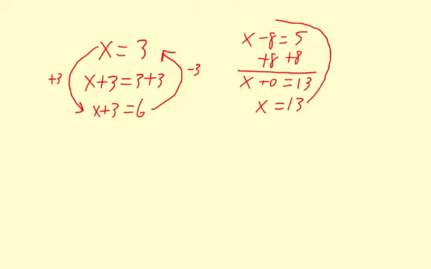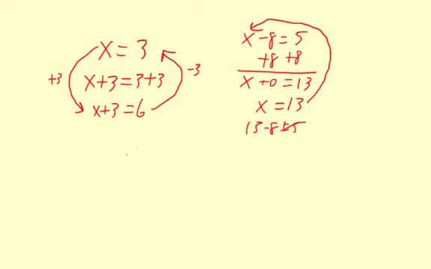So let's try that back in here. Is 13 minus 8 equal to 5? If it is, we know the equation is true, and we have the correct process and solution. If it's not true, we know there's something wrong. Well, 13 minus 8 is 5, so this checks out, and we know we have a correct solution.